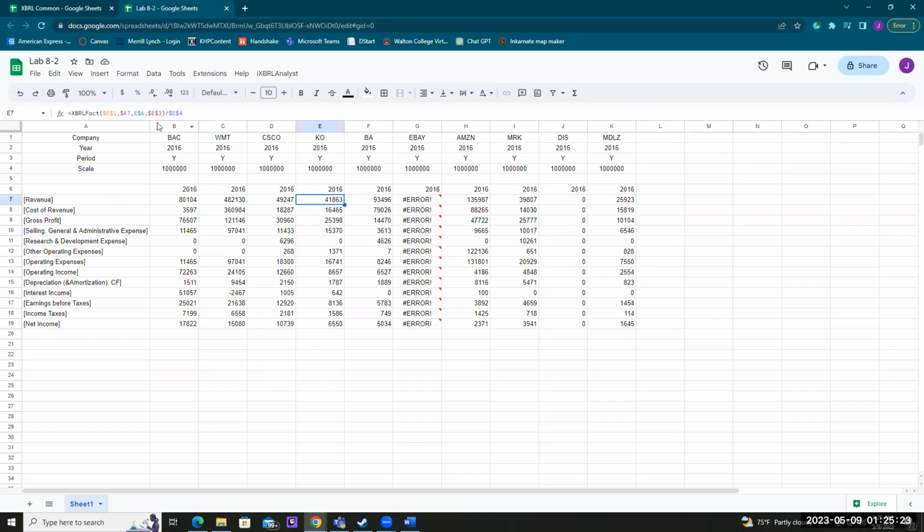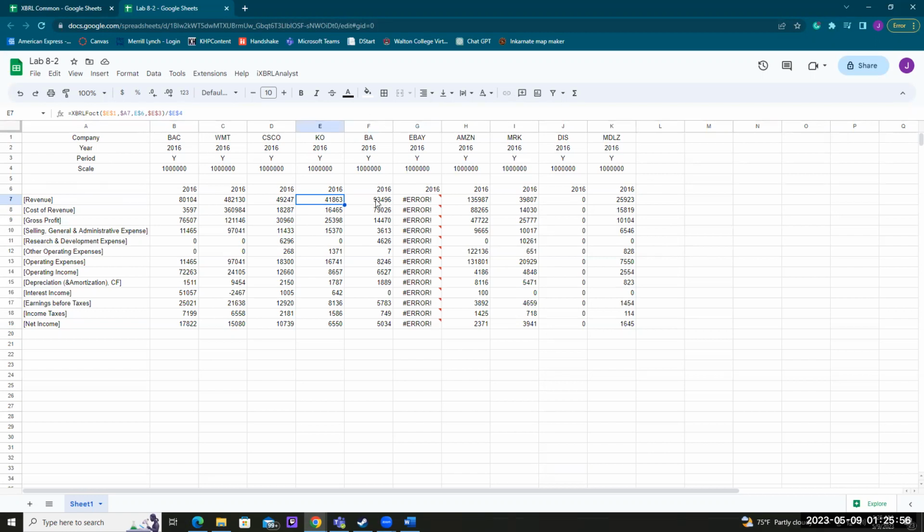So again, all we really have to do is E of 1. So we're pulling our company title right there, and we're pulling our revenue, and we're going to make sure that it's all staying in this column by locking it there. We're also pulling the year 2016, and we're going to make sure that stays in row 6 by locking it in row 6, and then as we drag over, it changes with the columns. And then we can see we have E3, so we're pulling the same period, the year period, and then we have our 1 million scale right there, and that's what we're dividing by.